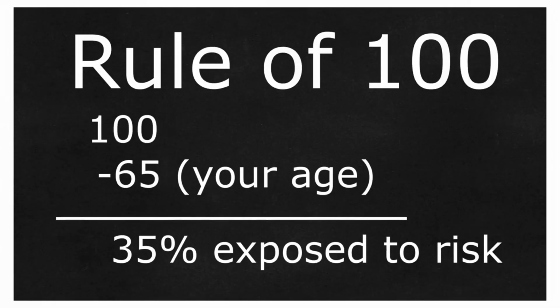Let's start with a general rule. The rule is called the rule of 100. It's a very easy rule. You simply take 100 minus your age. So in the example we're showing you today, the family was 65 years of age. So if you take 100 minus 65, that gives you 35. In other words, the only amount of money they should have exposed to risk, if you like this rule, is 35%. Therefore, 65% should be safe.